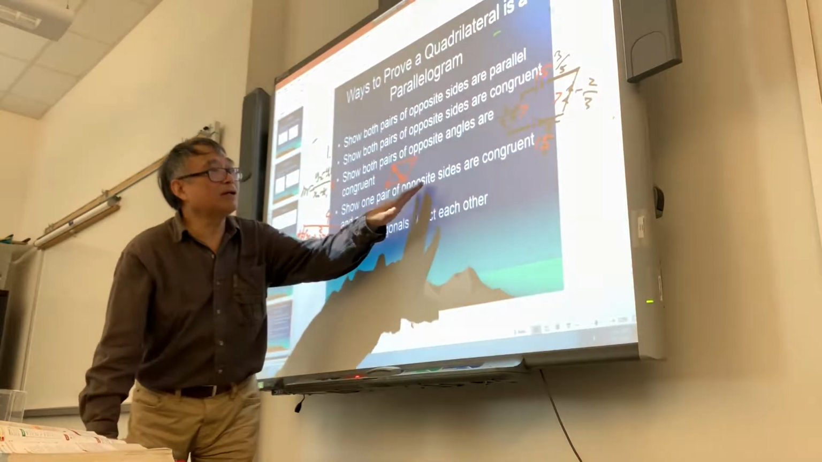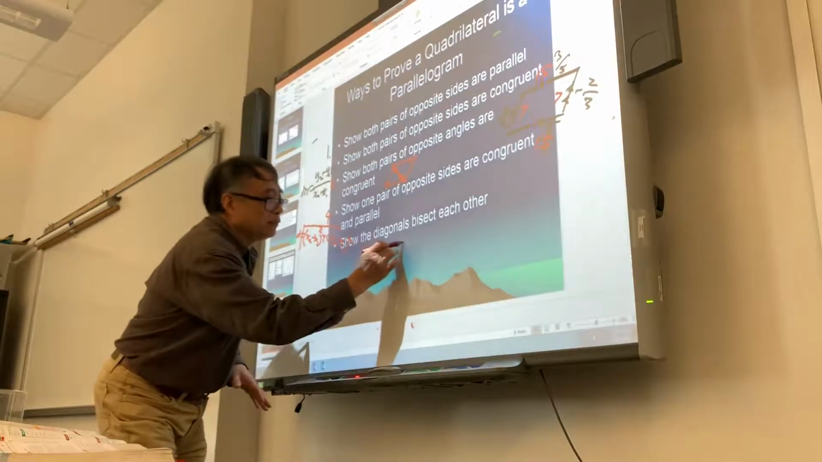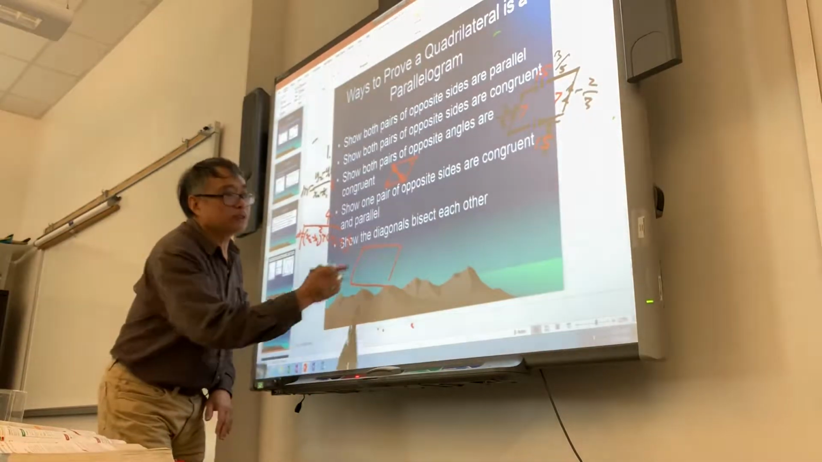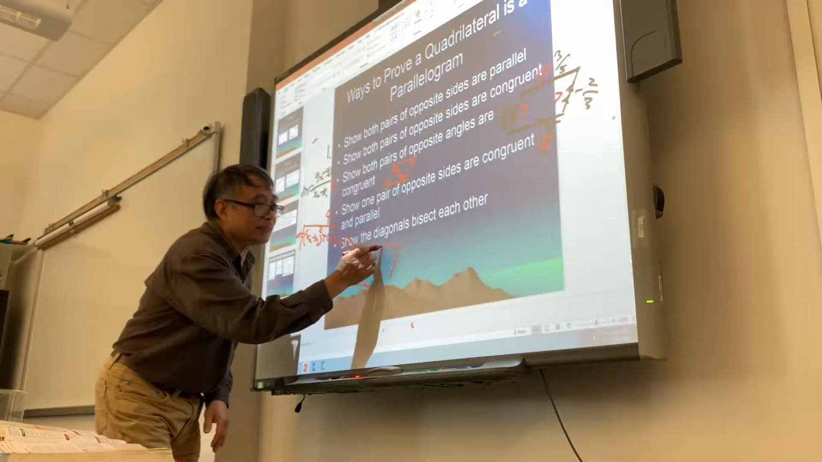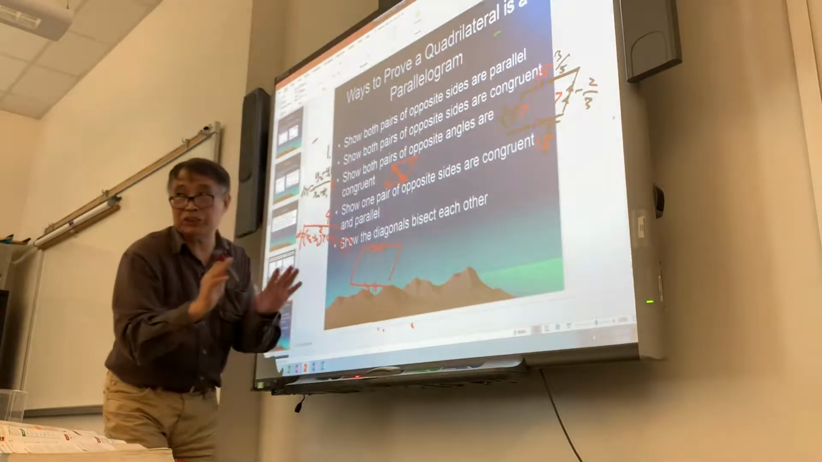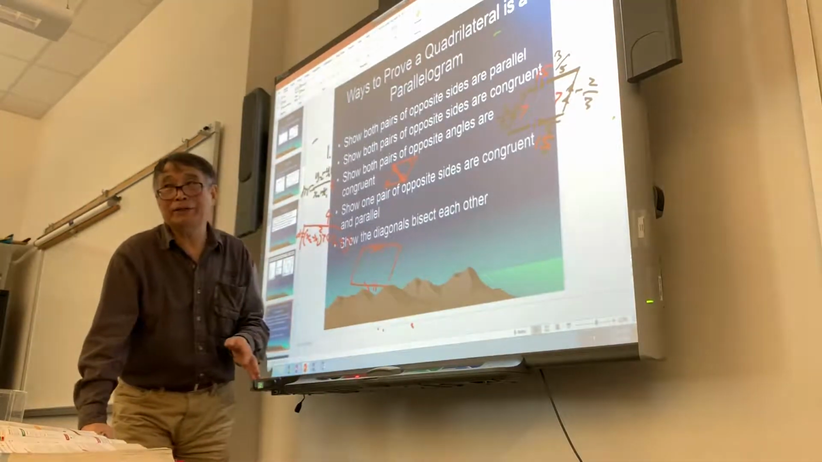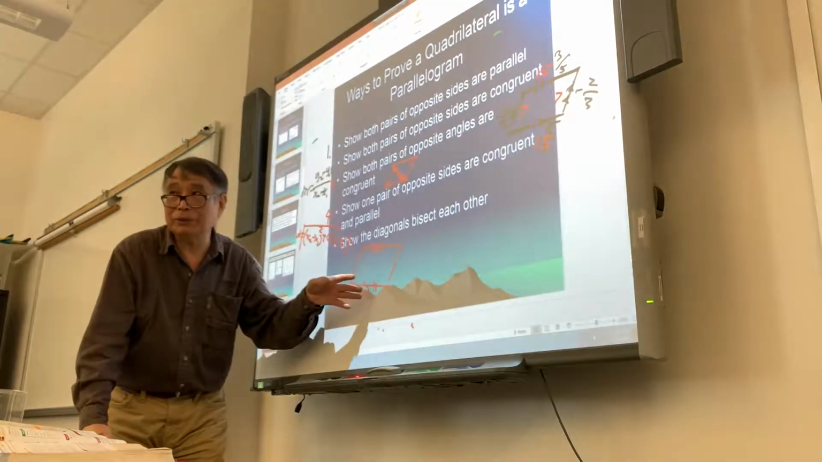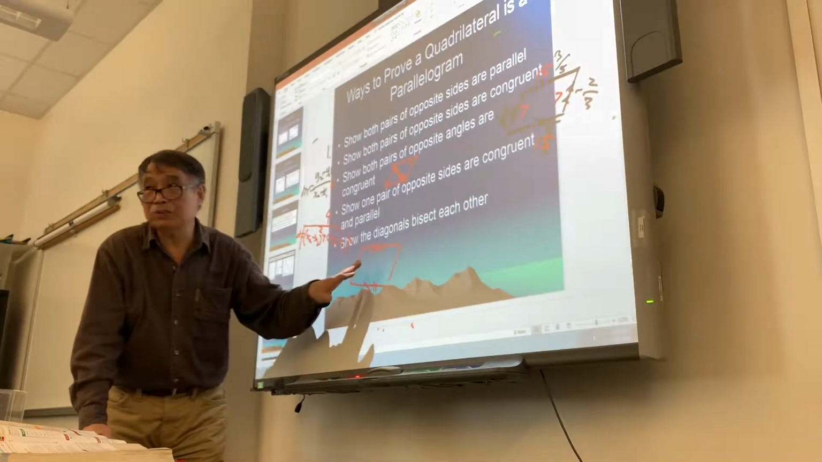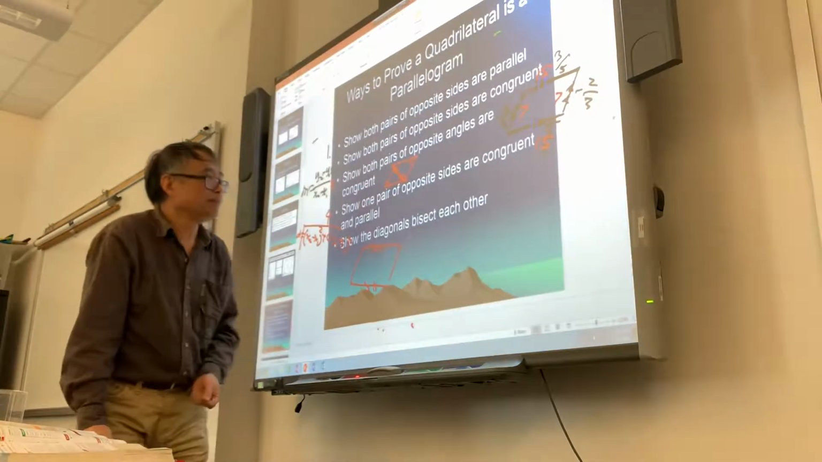So one pair of opposite sides are congruent and parallel. We have a quadrilateral. So this side is parallel, and this pair of sides is also congruent. It's enough. You don't need to take care of the other pair. If one pair is not only parallel but also congruent, it's enough. So this is a very smart way, an easy way, less work. I hope you take this way.